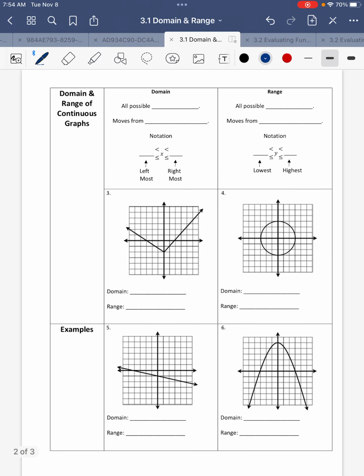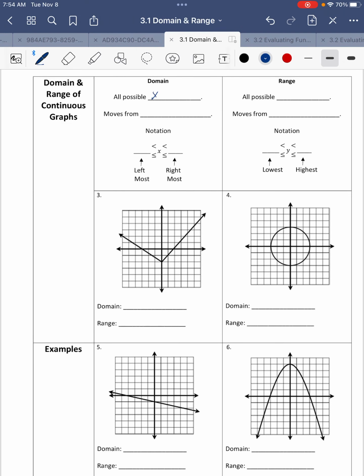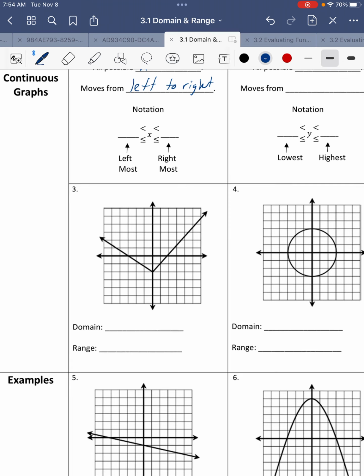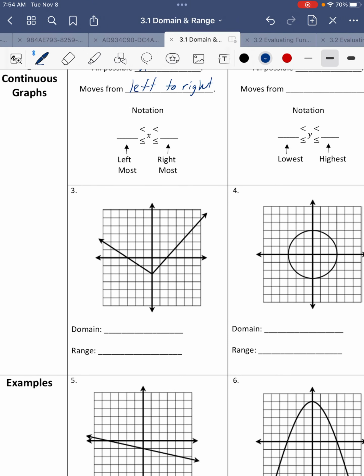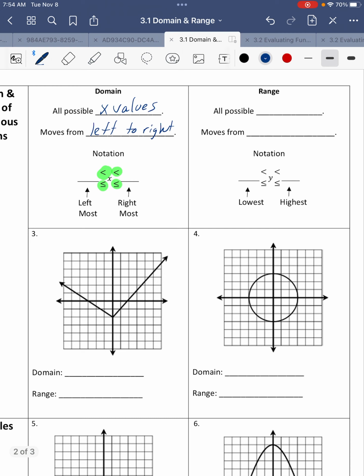All right, moving on. Again, domain is all our possible x values, and they do move from left to right. Always look at the graph left to right, just like you're reading a book. Their notation, we always are going to use less than, so these are important. Less than or equal to, and we'll talk about that a little bit more when we get to an actual problem.